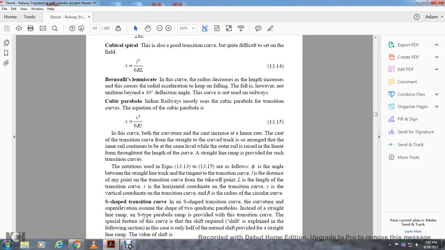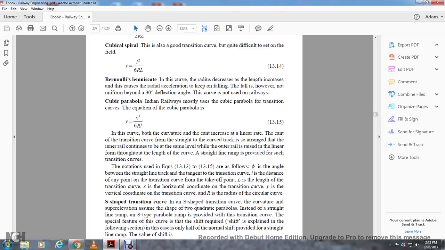The cubic parabola. Indian Railways mostly use the cubic parabola for the transition curve. In the cubic parabola, the curvature and the cant increase at a linear rate, with the transition curve of the straight line ramp, so that the interconnection is at the same level throughout, with the cant increasing linearly throughout the length of the curve. The ramp provides for the transition of the train. The notations and equation.